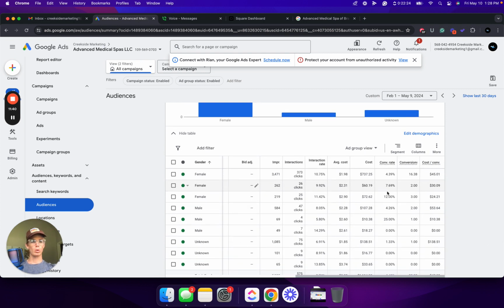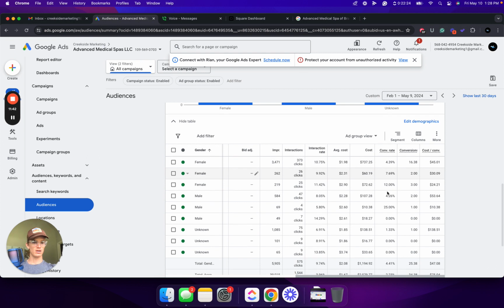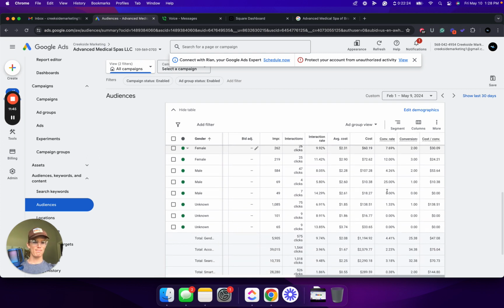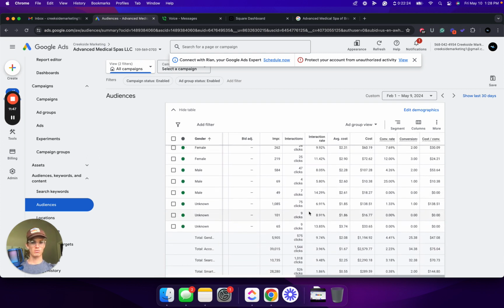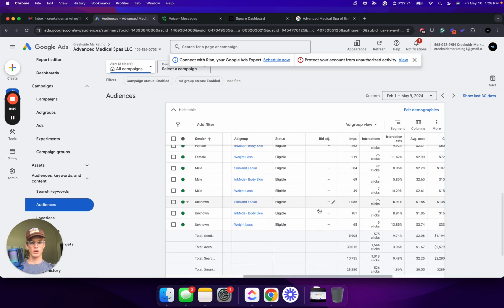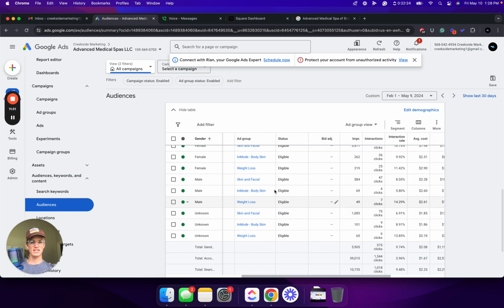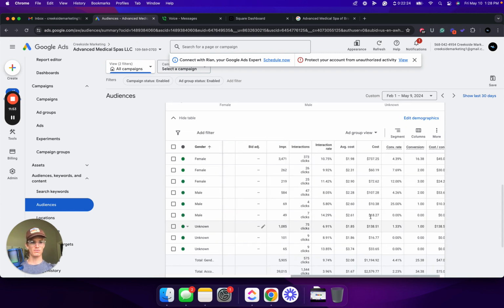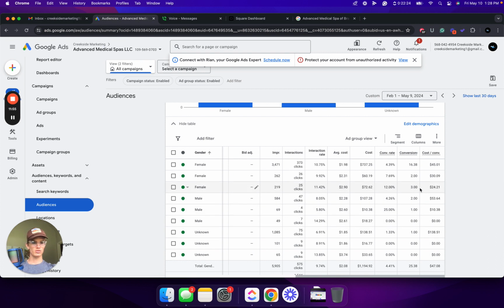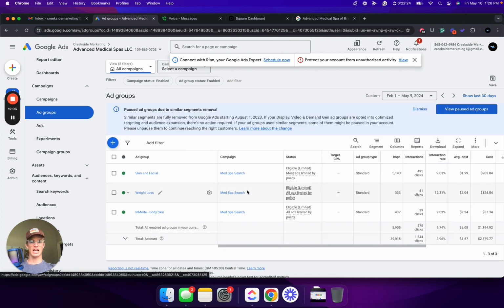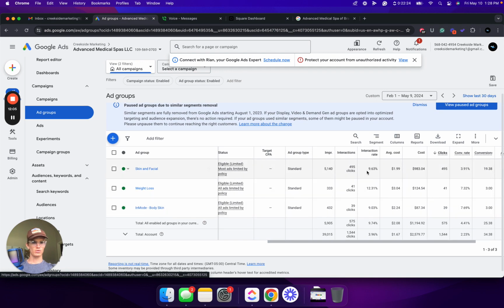And with how low of a budget they have, we may just want to go in, and we can see here that for the unknown, it seems like weight loss has the highest click-through rate out of all of these. So weight loss may be something that we clearly need to go after higher. Maybe put some more money towards it. Let's go back and look at ad groups. So let's see, interaction rate.